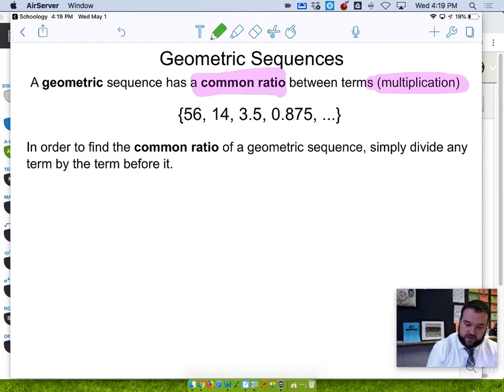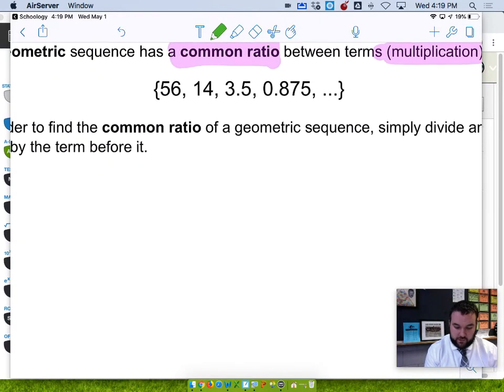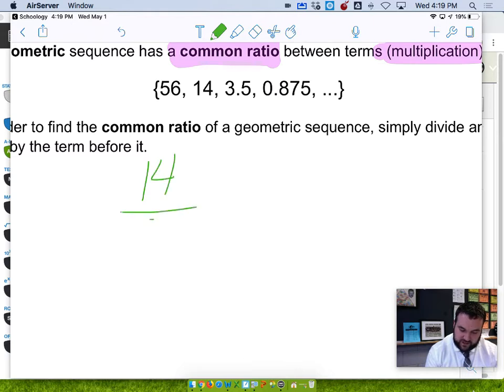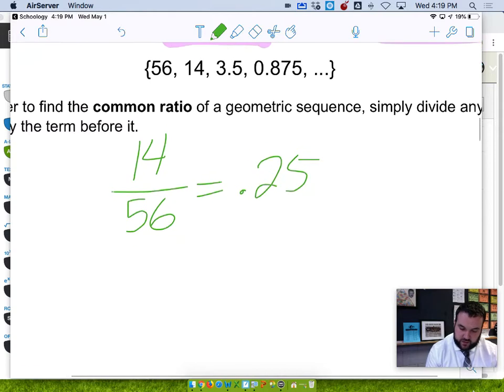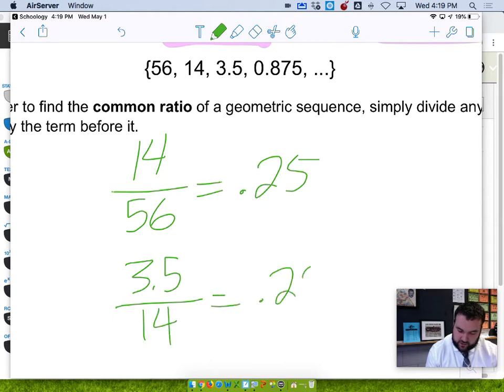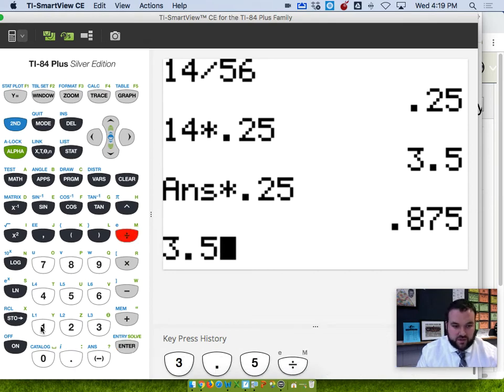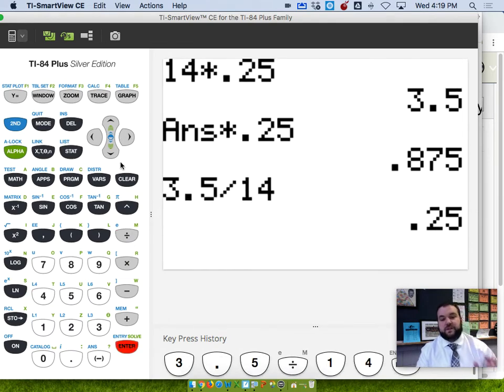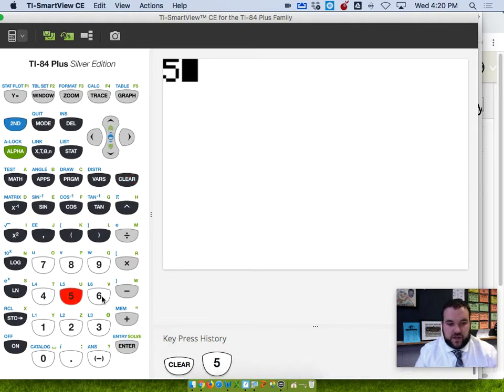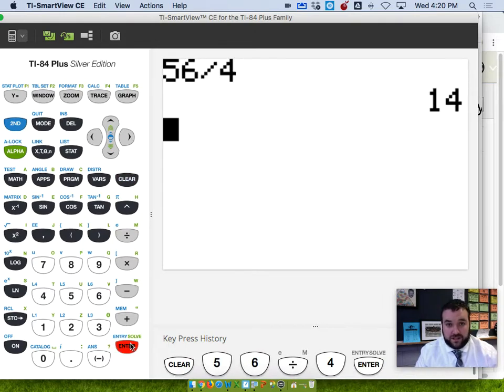So in order to find it, this is the same one from the warm-up, but if you wanted to find the common ratio, or to find the pattern, you would take, let's say, the second term, such as 14, and divide by the previous term, which is 56, and we saw that we got 0.25. I could do that if I take the third term, which is 3.5, and divide by the previous term, which is 14. Sure enough, if I plug that into the calculator, I will also get 0.25.